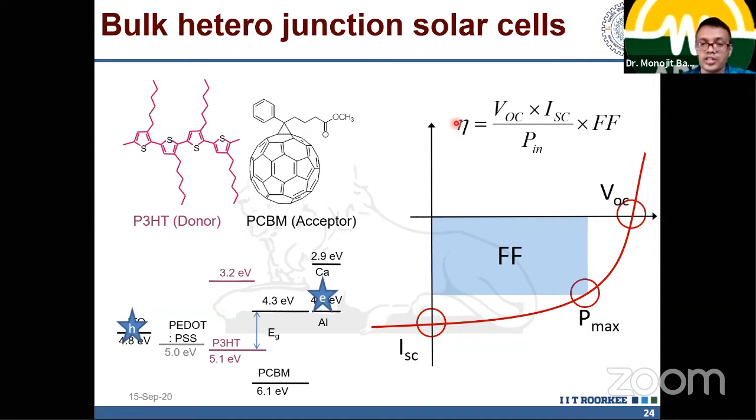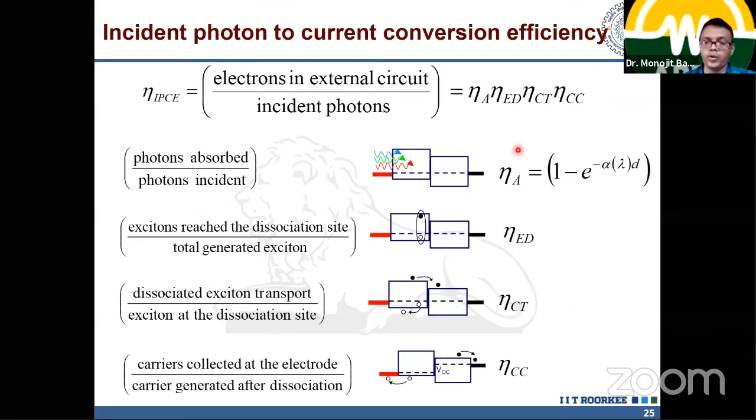And that's how the efficiency can be calculated: VOC times ISC times fill factor divided by the optical power, or sunlight optical power in. So that is the typical efficiency of the device. Now, if you look at the efficiency of the device, it is not so simple.